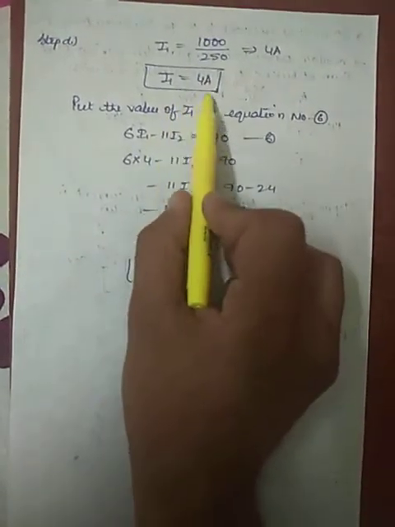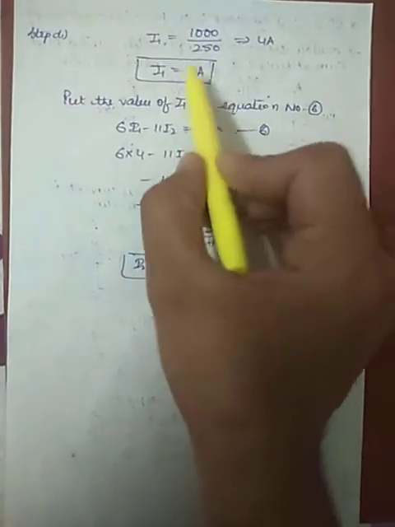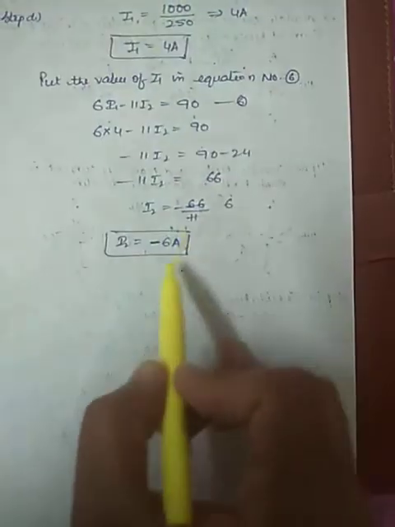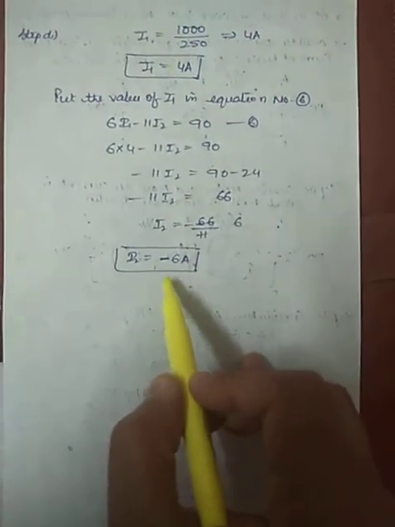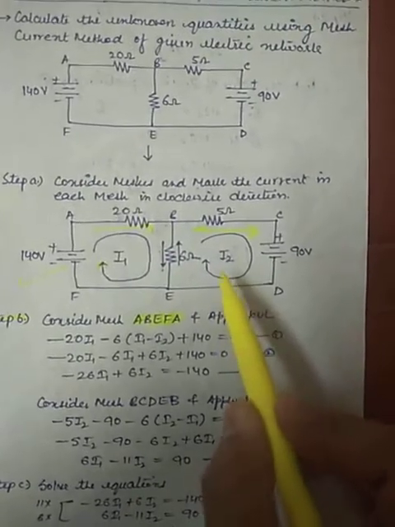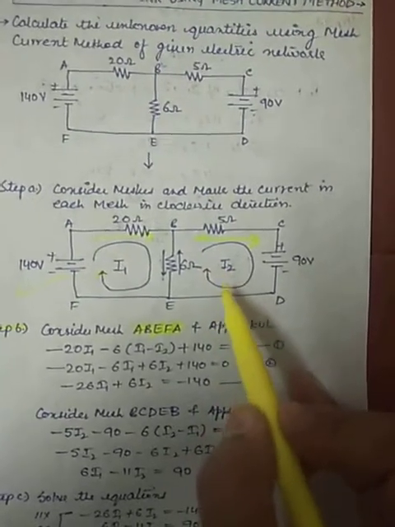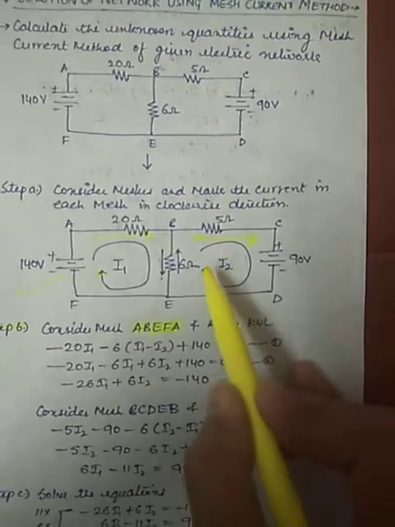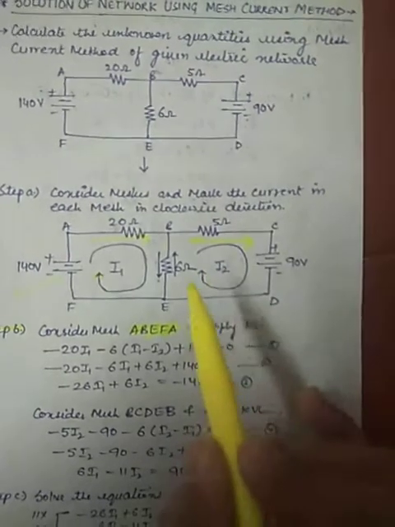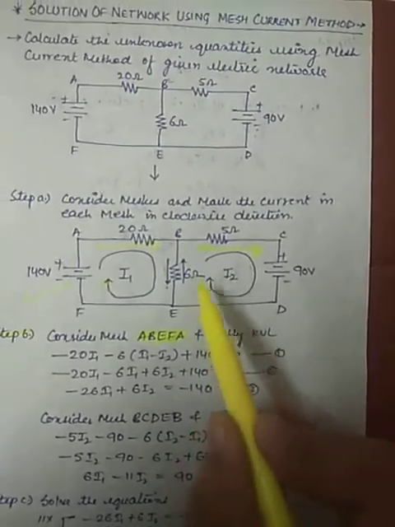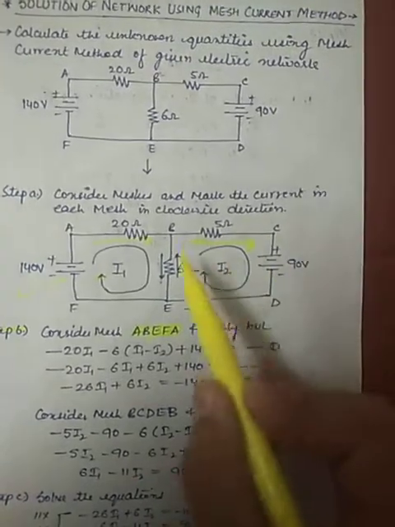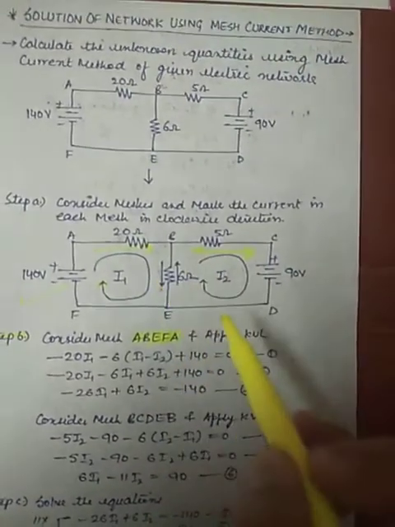Now this value is positive, but this value is negative. So what is the meaning of negative here? It means the actual direction of flow of current is opposite to the assumed direction of current. So this I2 current in assumed direction is clockwise, but in actual the current is flowing from E, D, C, B, E in this direction, in anti-clockwise direction. So this is the meaning of this negative sign here.